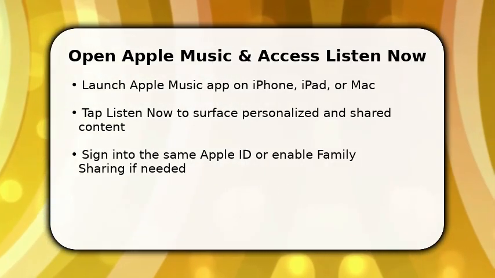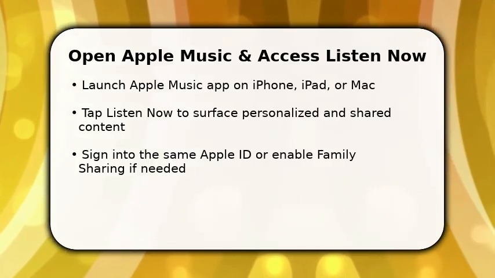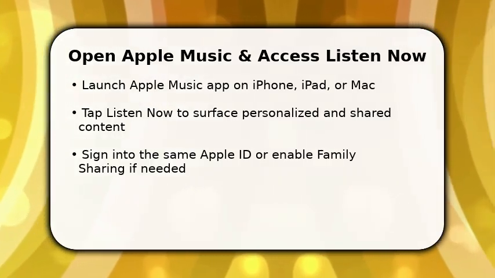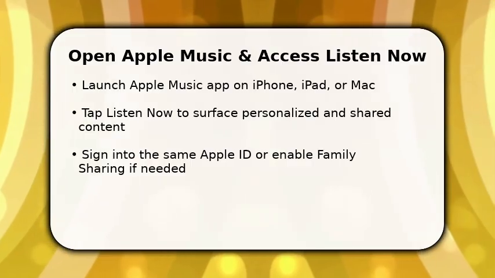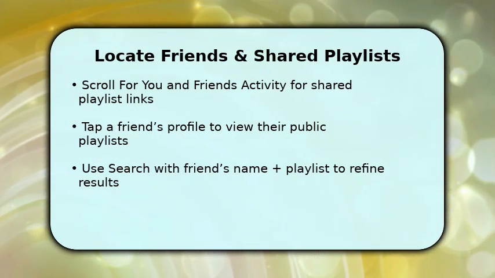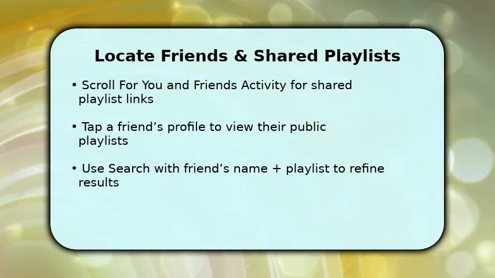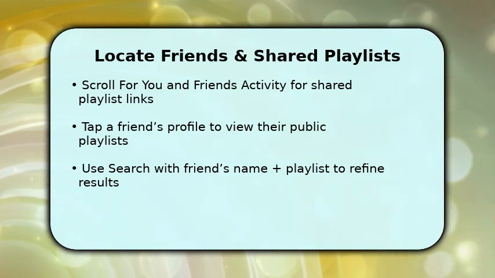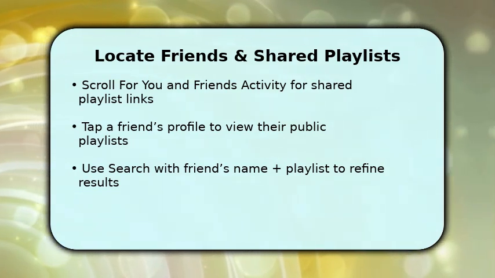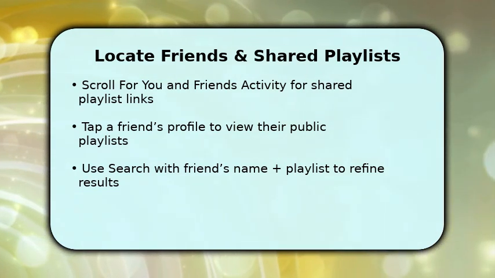If you use family sharing, Apple surfaces family-created lists too, which helps you find collaborative playlists faster. Next, you'll look through For You and Friends activity to spot shared playlists. These live near personalized recommendations because Apple links social features to your profile.